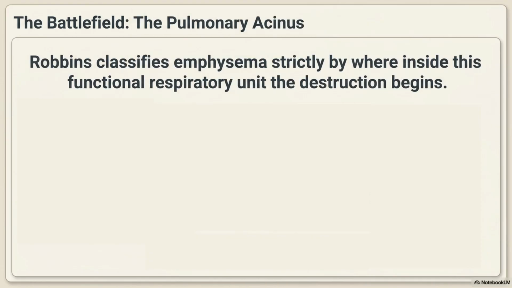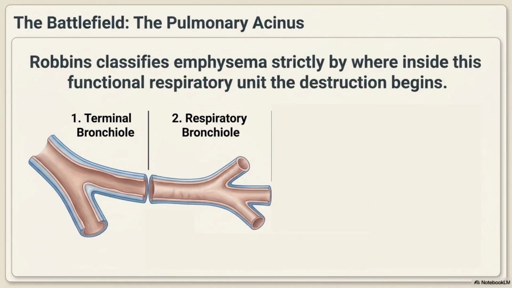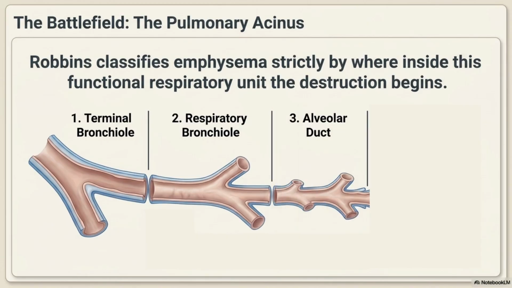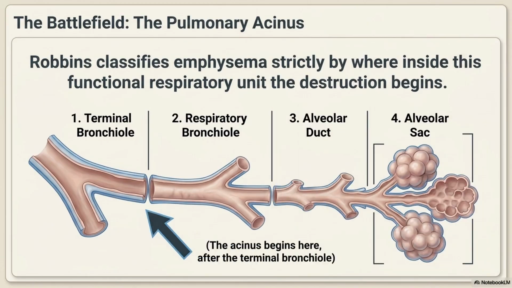To understand where this destruction happens, we have to map out the battlefield. The pulmonary acinus. Robbins classifies emphysema strictly by where inside this functional respiratory unit the destruction begins. The airway flows in this order. First, the terminal bronchiole. Next, the respiratory bronchiole. Then the alveolar duct, and finally the alveolar sac. Remember, the acinus itself begins after the terminal bronchiole, starting with the respiratory bronchiole.